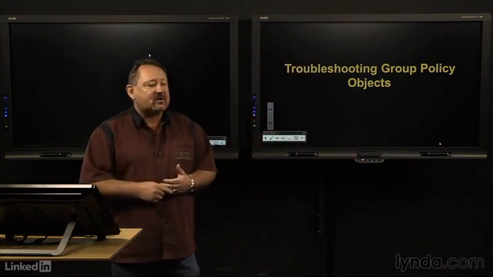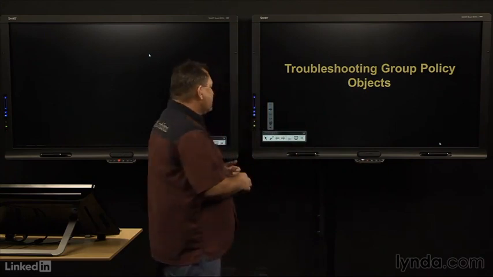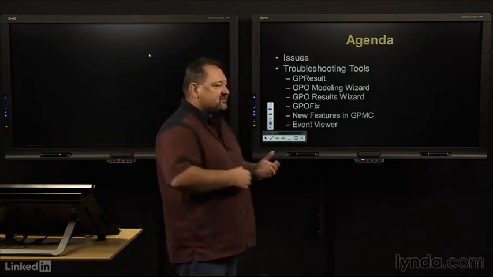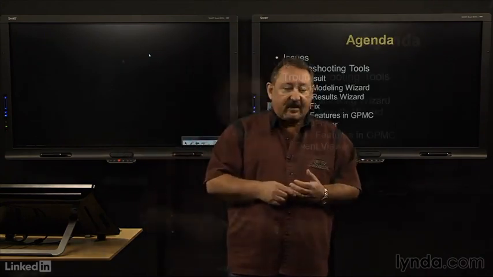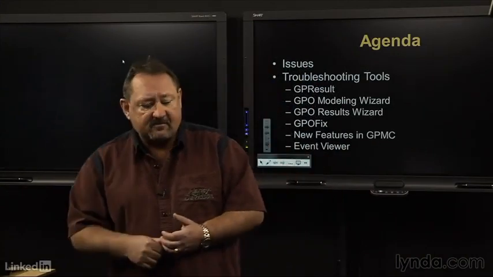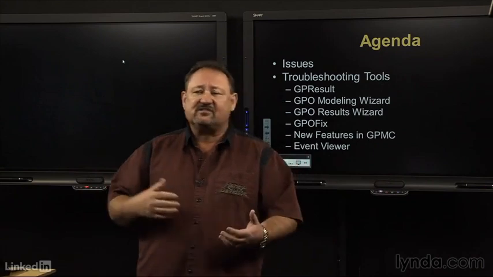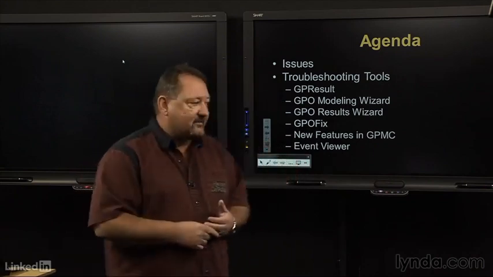So in this session, we're going to be looking at how we can troubleshoot group policy objects that aren't being deployed or are being deployed inappropriately. Some things we're going to be looking at are, first of all, some of the issues we've seen out there with group policies, some of the symptoms and some of the problems, and then we'll look at some of the tools that allow us to troubleshoot the group policy environment.